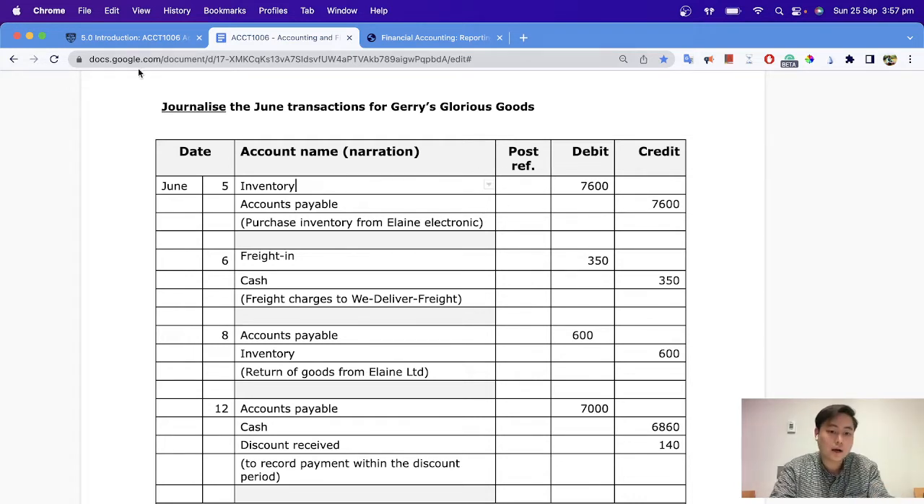This is the journalized June transaction for Jerry. Jerry bought from Aileen, which means Jerry's inventory goes up. Debit goes up for an asset account, inventory, so debit 7,600, and accounts payable is credited by 7,600. And once again, don't forget your notes: purchase inventory from Aileen Electronics. This is so straightforward so far.